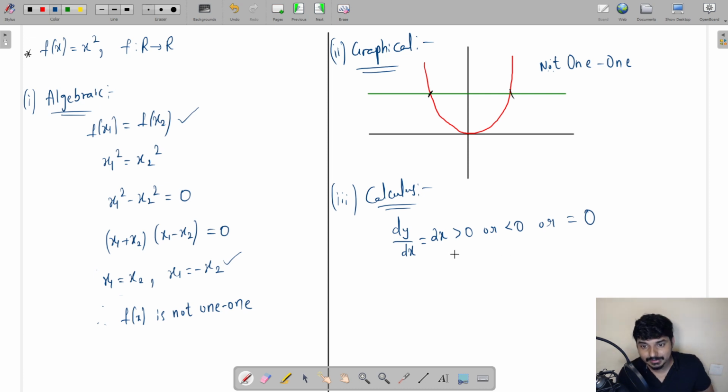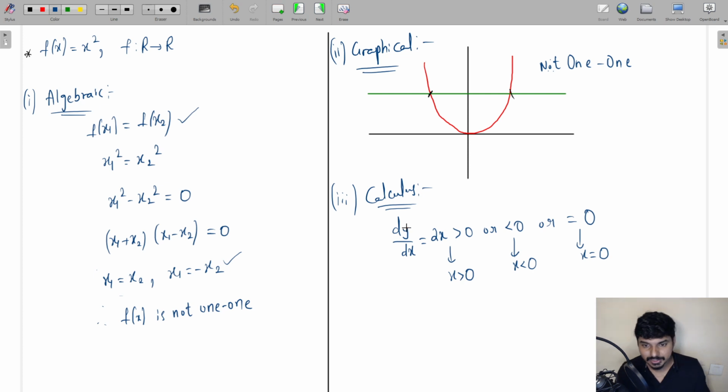If you take x greater than 0, dy by dx will be greater than 0. If you take x less than 0, dy by dx will be less than 0. If you take x equal to 0, dy by dx would be equal to 0. So what that means is the derivative dy by dx is not going to be entirely positive, or entirely negative, right?